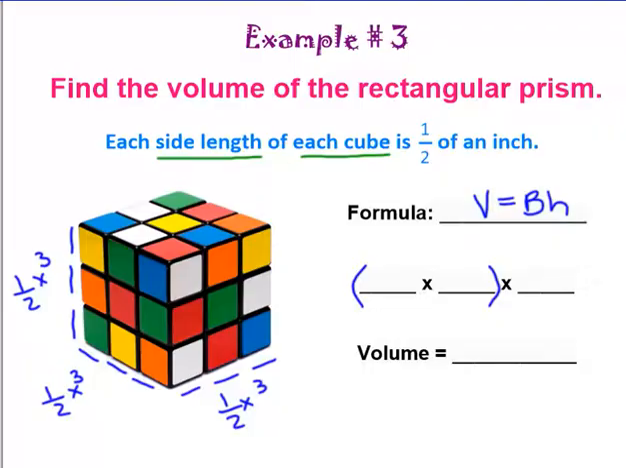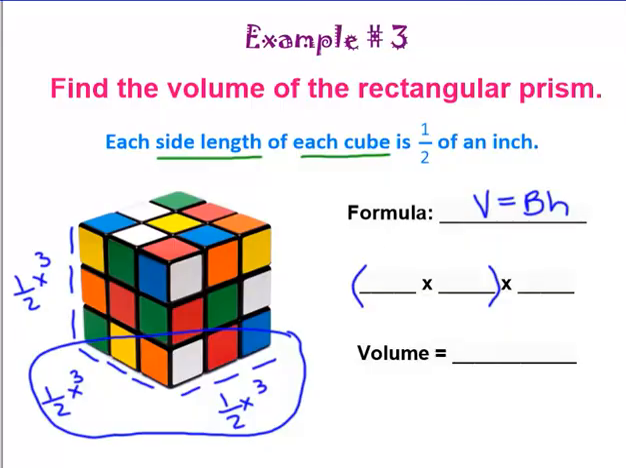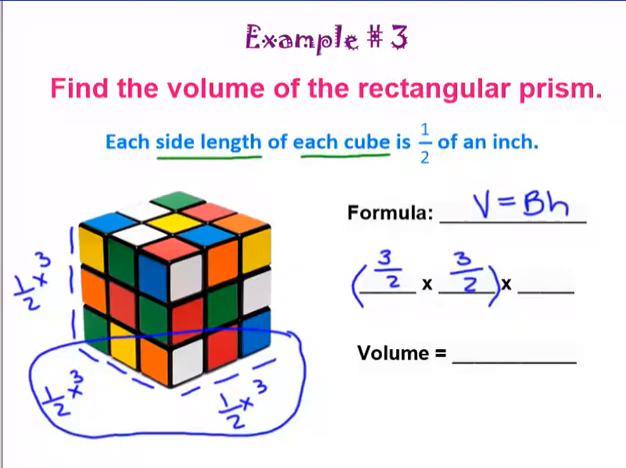But let's go ahead and calculate. So let's imagine that down here we have the base. Okay, so this guy right here is going to be the base, which would match this guy up here. So 1/2 times 3 is going to be 3 over 2. 1/2 times 3 is going to be 3 over 2. And then the height of the prism is, again, 1/2 times 3, which is 3 over 2.